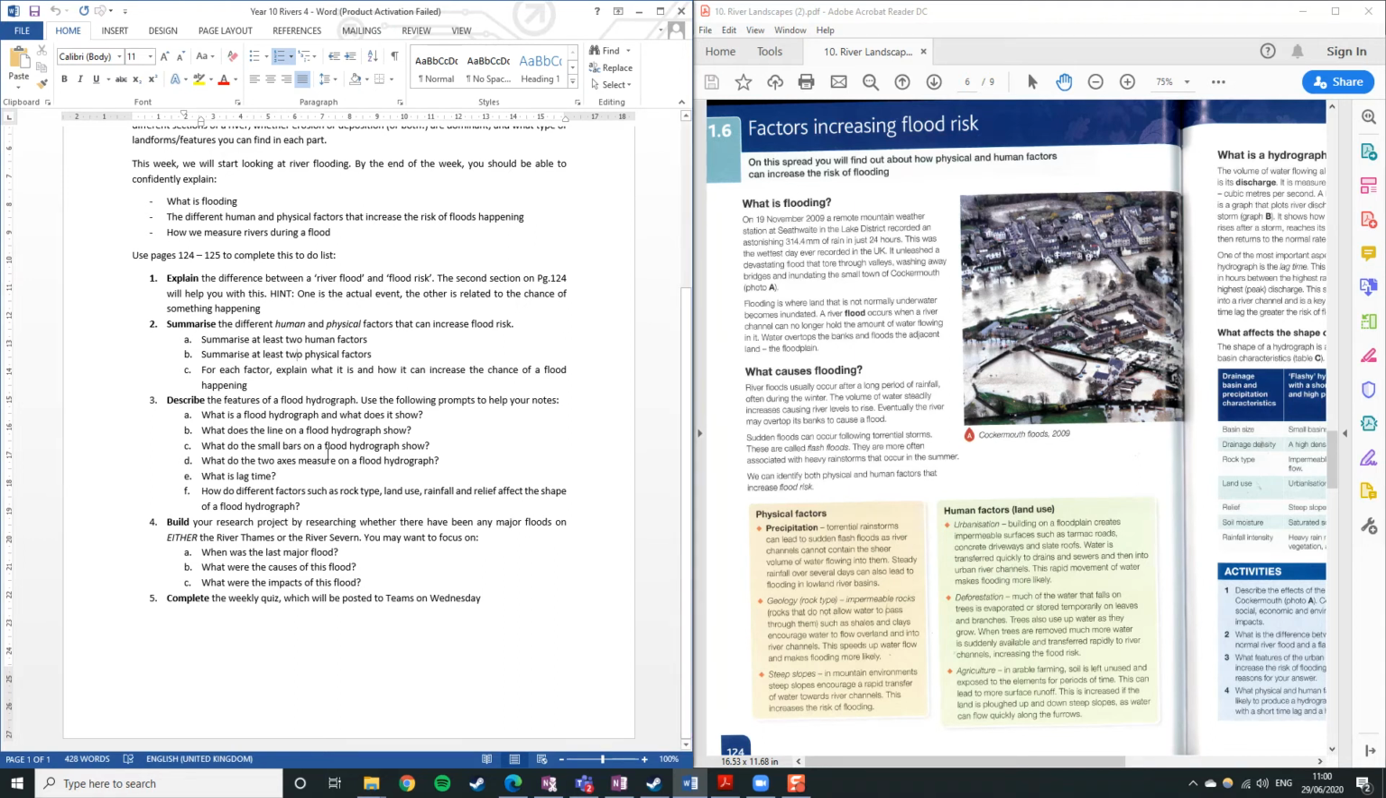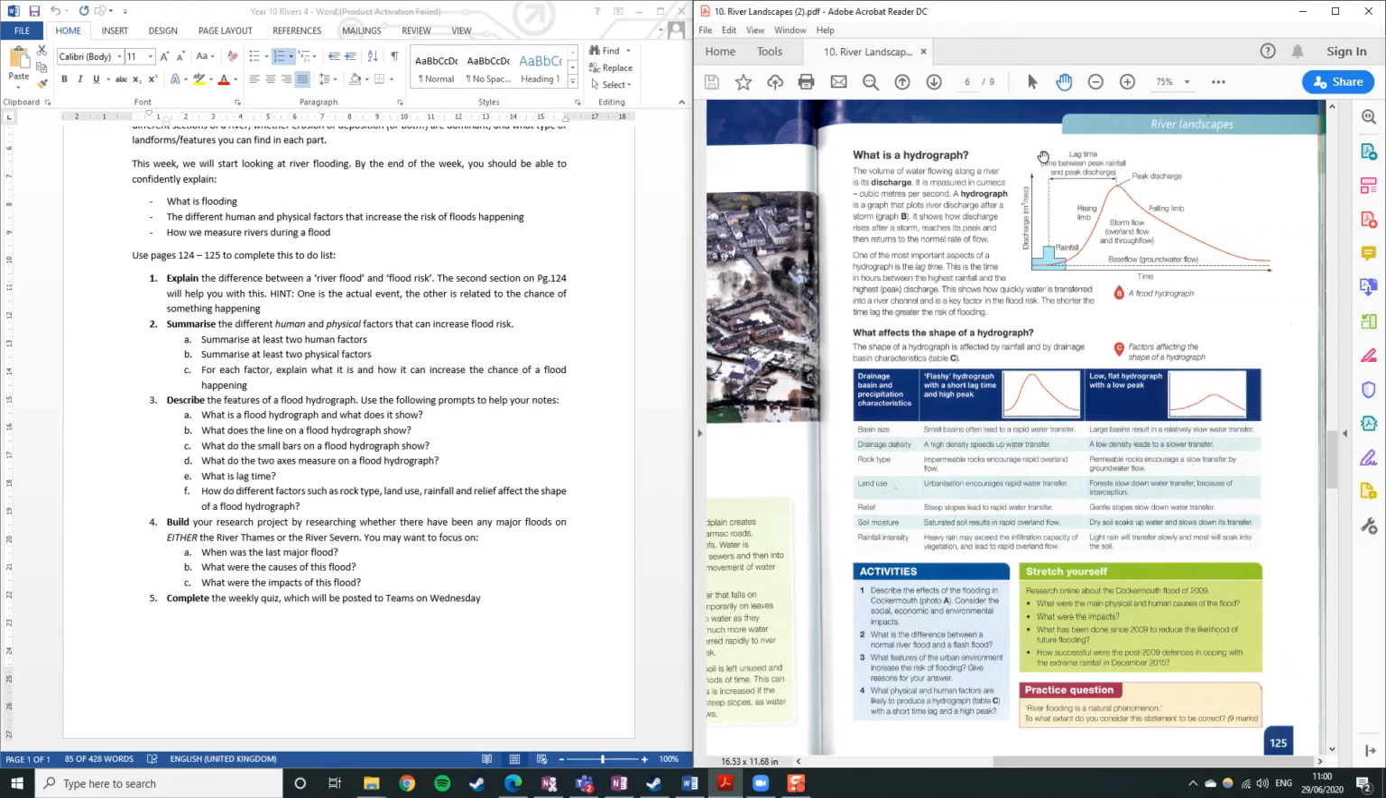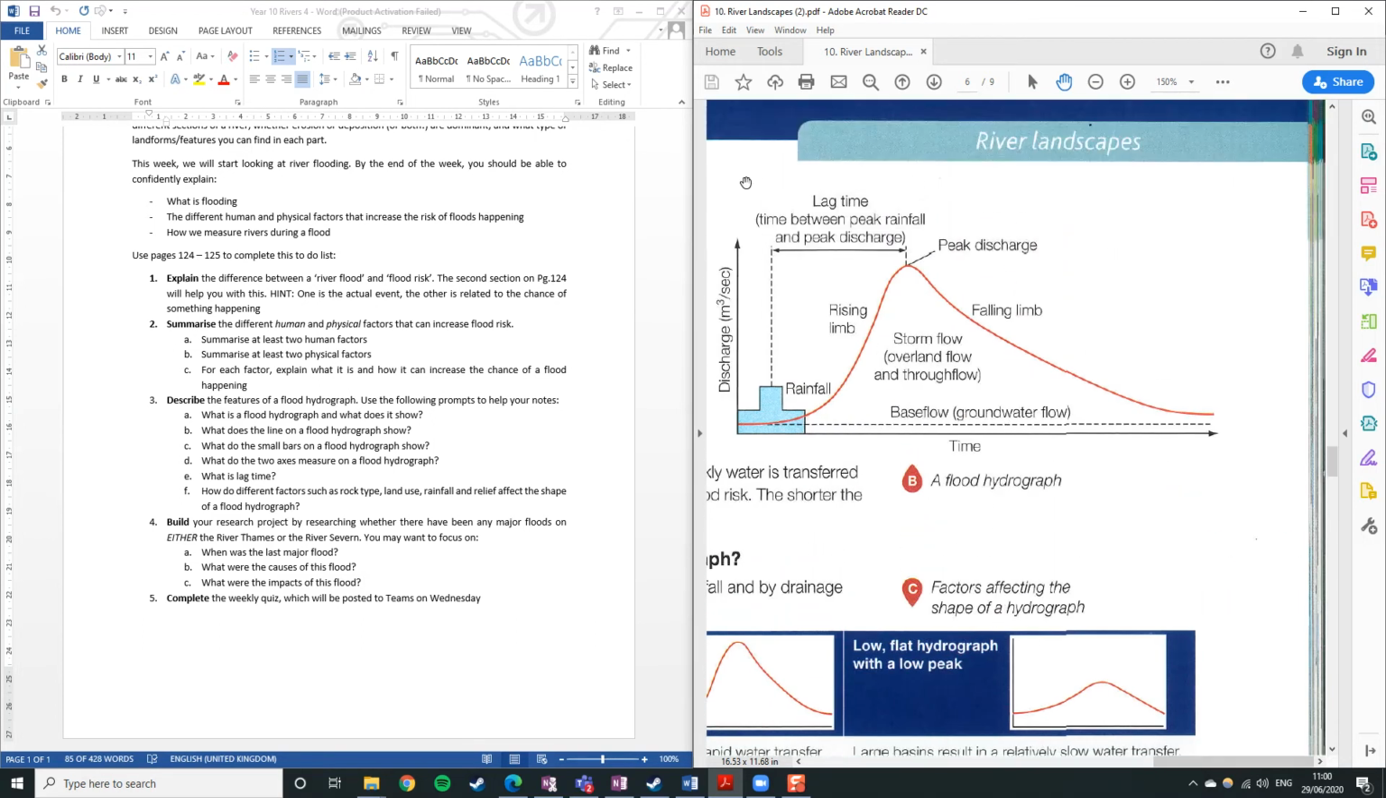Once you've done that, you're going to get onto probably the trickiest bit of this week's work, which is something called a flood hydrograph. Now, a flood hydrograph is simply a graph that shows you the progression of a flood in a given river. So I'm just going to scroll over to page 125. I'm actually going to zoom in a bit on this graph. This is a flood hydrograph.